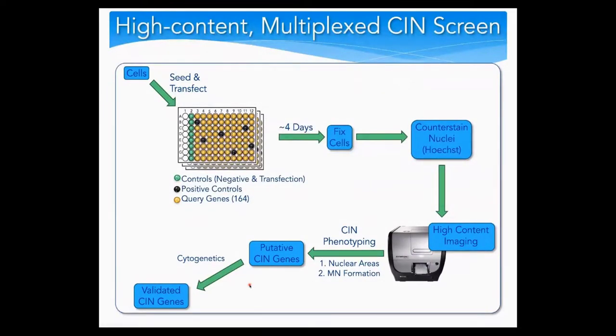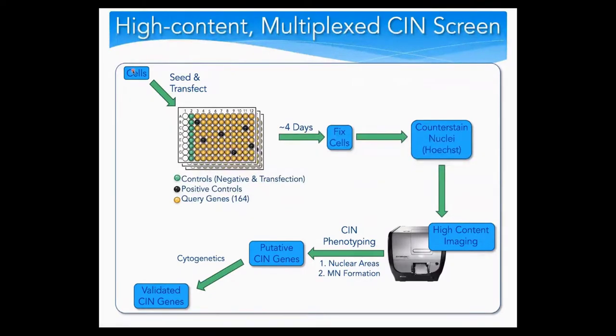So here, Laura used a multiplexed approach for high content imaging, where she was assessing both the nuclear areas and the micronucleus formation that I showed you earlier on. And the fundamental question here is, can I identify candidate CIN genes that are capable of converting a karyotypically stable cell line into a karyotypically unstable cell line simply by decreasing their protein expression?